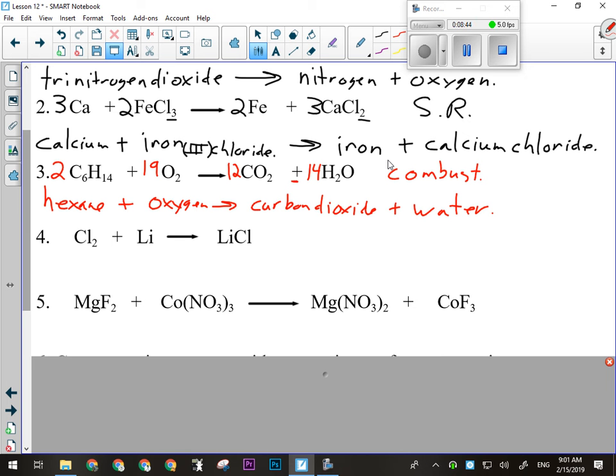How many people are done number 4? Okay, do we need a little more time on number 4? Okay, I'll give you a couple more minutes and we'll look at that one. Okay, so number 4, I start out with an element and it's reacting with another element. It's forming a single compound as the only product. What kind of reaction type is that? That's a synthesis reaction.